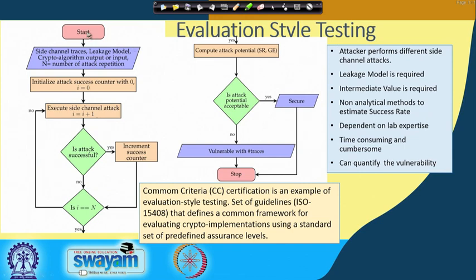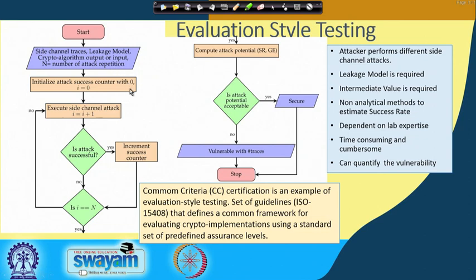So, if we now go through this flow chart and just quickly see how this testing approach works, it is as follows. So, you probably would like, as an evaluator, to capture several side channel traces. You will make an assumption on the leakage model, and then you will be doing the attack on the crypto algorithm from the output or the input, like you will be processing the plain text or the cipher text, and then you will be starting your attack procedure.